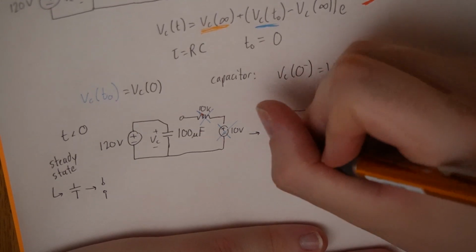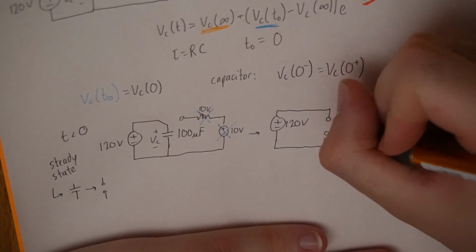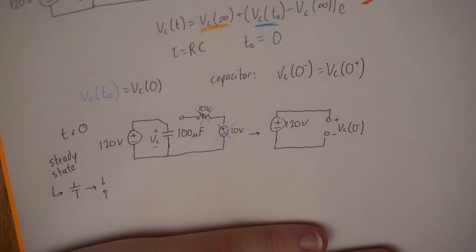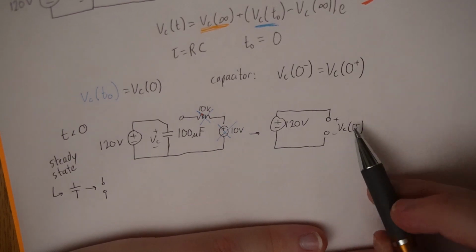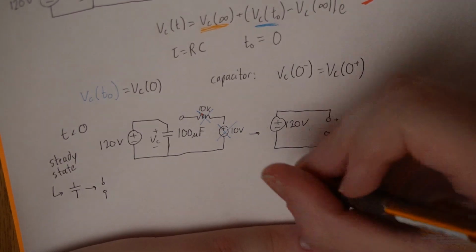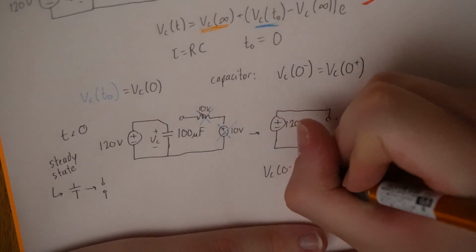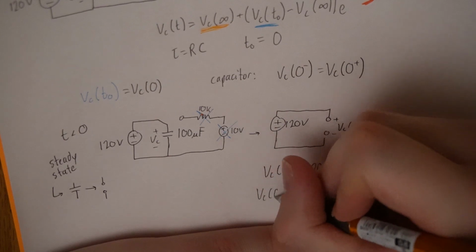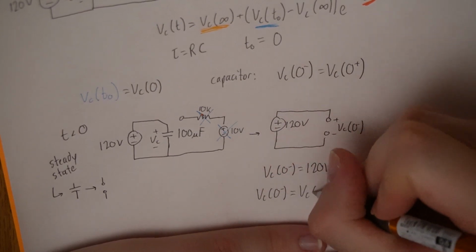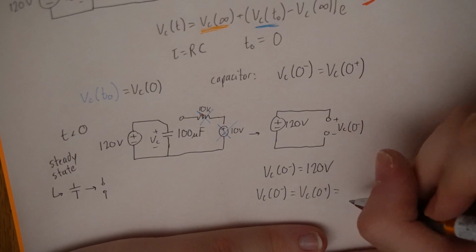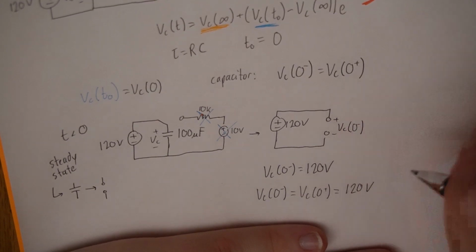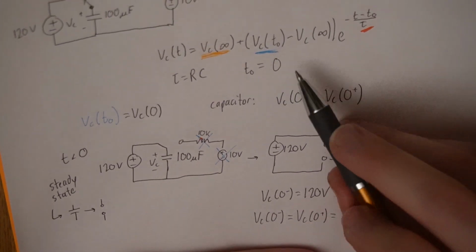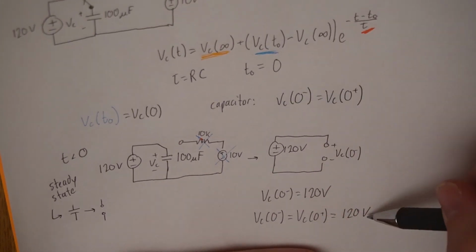Assuming it's steady state, my capacitor becomes an open circuit. I want VC. This will be my 0 minus. Now this one I can just read off because the positive and the positive match. VC at 0 minus equals 120 volts. And because of the equation, VC at 0 minus equals VC at 0 plus equals 120 volts. So this term in the equation, VC at T naught, the switching time, will actually just be 120.